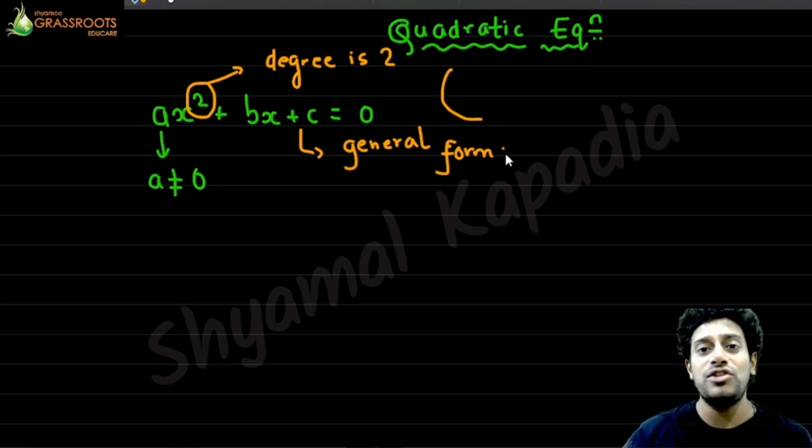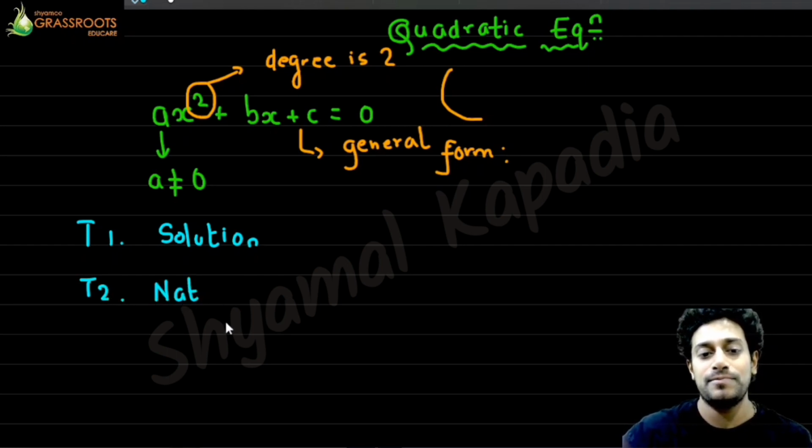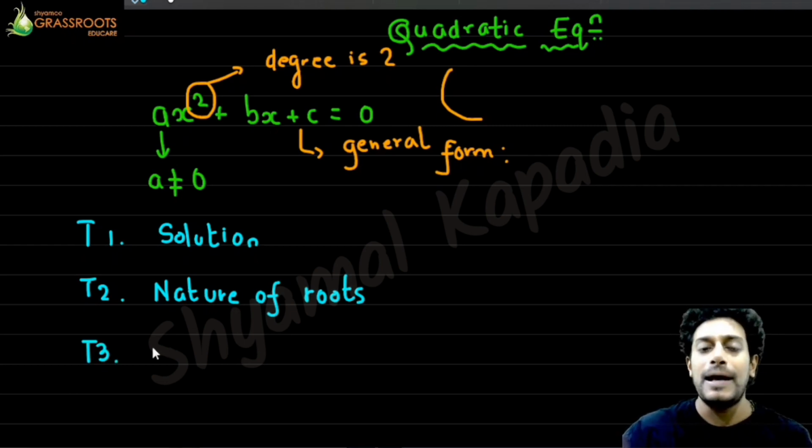Now if I'm talking about the gist of the chapter, what all things are we going to learn in this chapter? First, we are going to talk about whether it is a solution or not. This is type number 1. Then type number 2 sums, we are going to talk about the nature of roots. And type number 3, we're going to talk about the quadratic formula and the value of x.